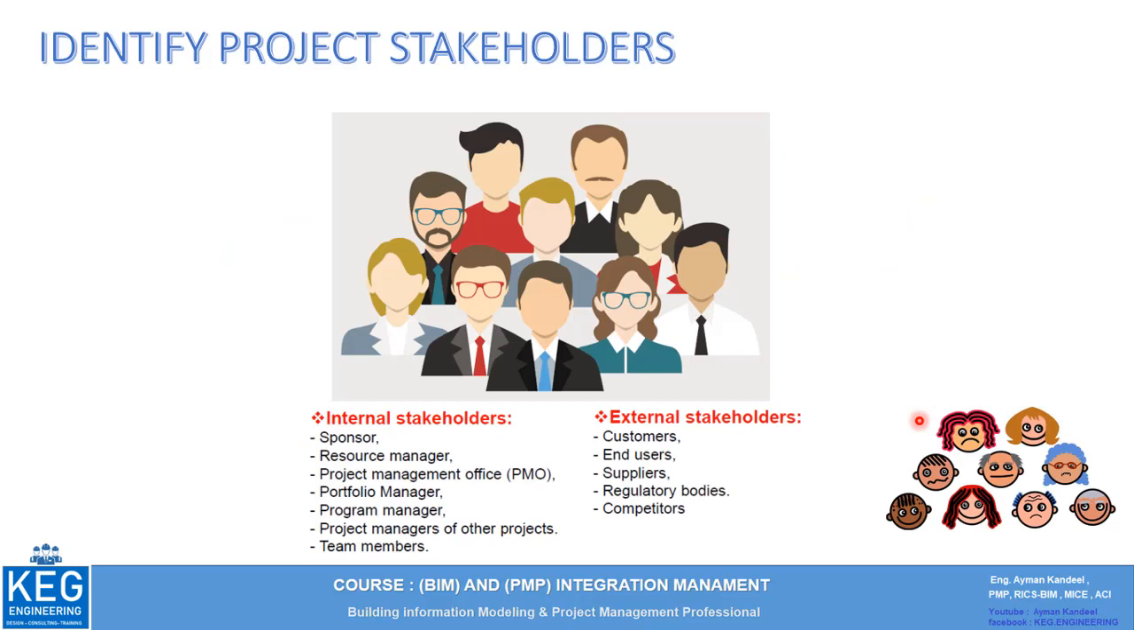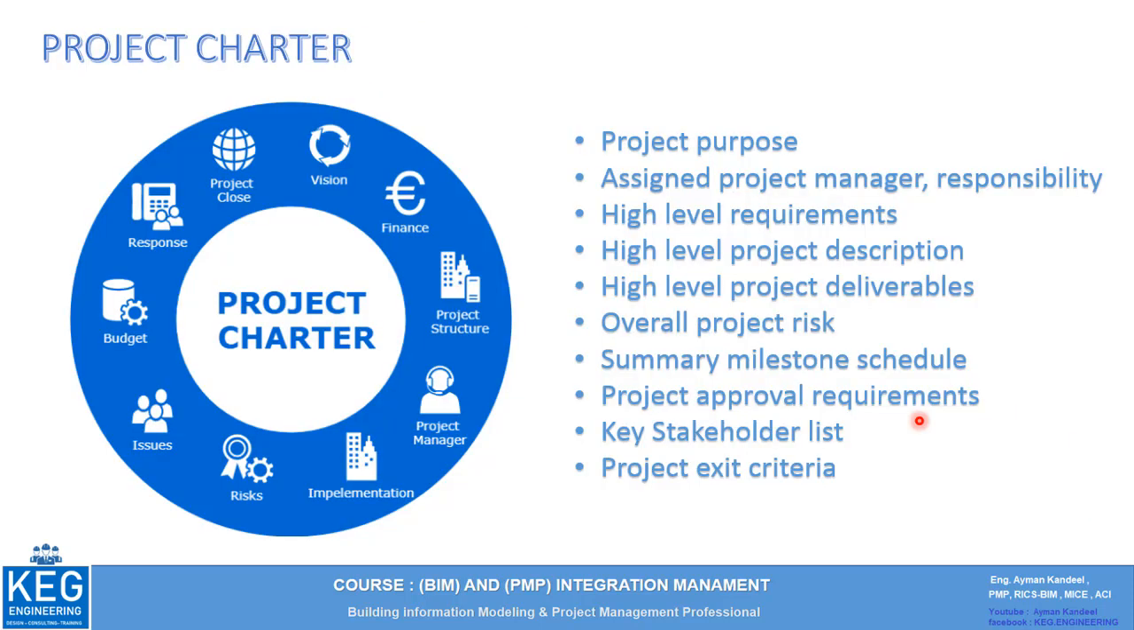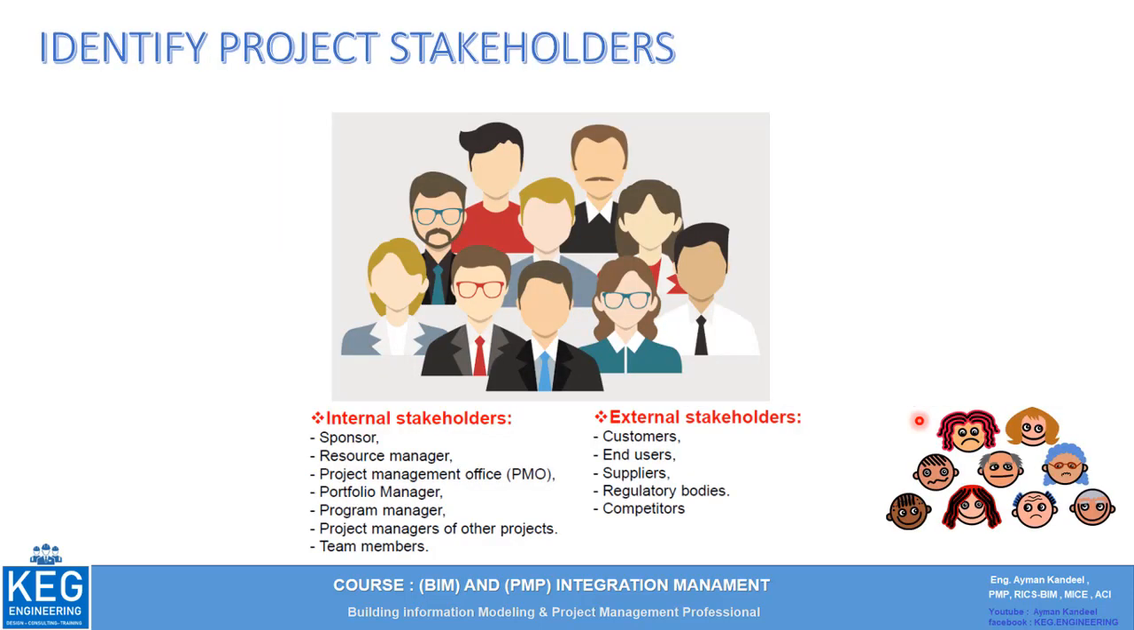The second process is identifying the project stakeholders. Sure, we have some predefined key stakeholders during the project charter, but here it is the process of searching, coordinating, and identifying the main stakeholders for the project. And you can divide the stakeholders into two categories.